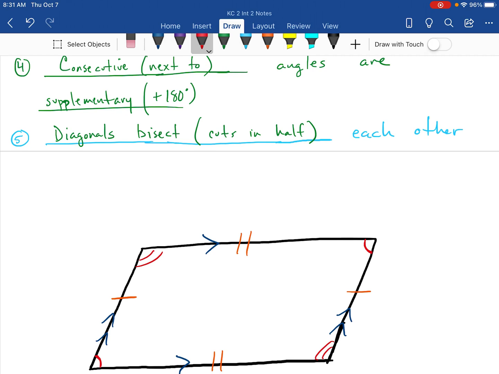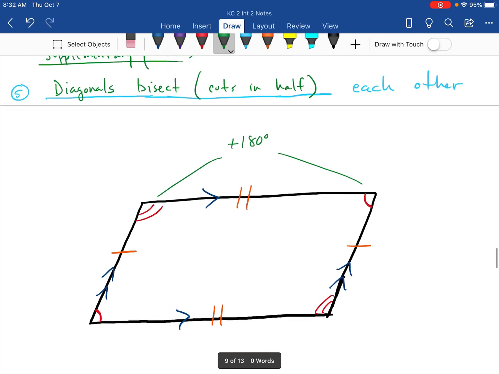Now the last two. So the next one is number 4, consecutive angles, are angles that are next to each other, are supplementary. Okay, so what that means is that these two angles are next to each other. So they have to add up to 180 degrees. So if I tell you, for example, the angle on the left is 80 degrees, then the angle on the right has to be 100 degrees, because if I subtract 80 from 180, I get 100.